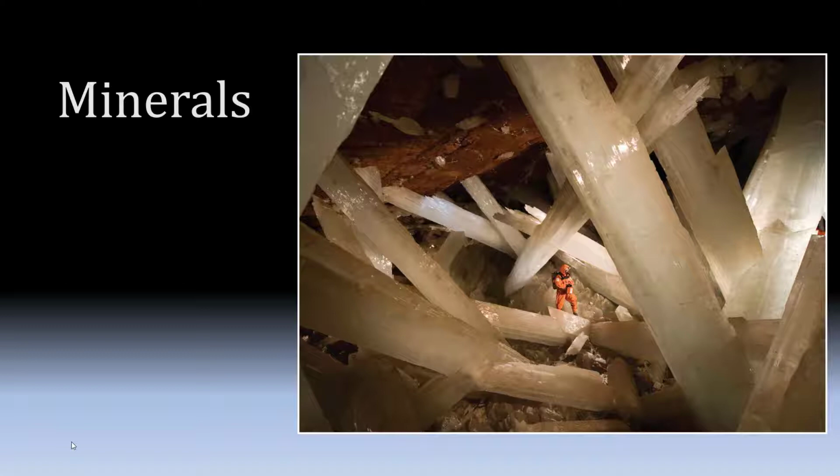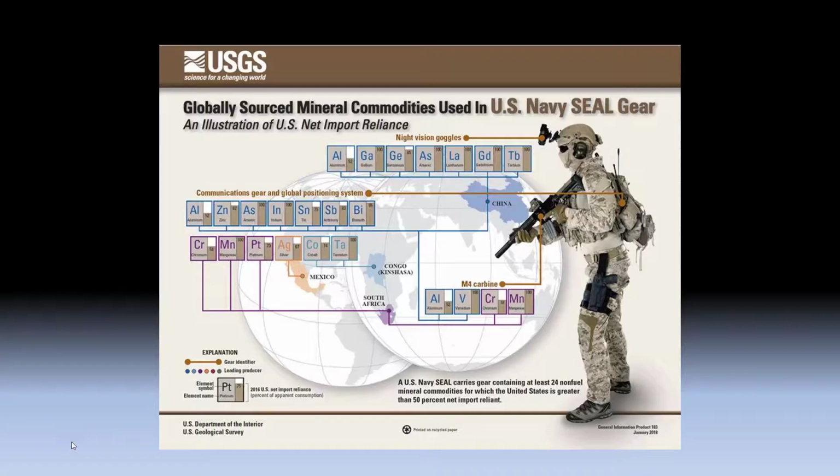And so this can get geopolitically very complicated. Here's a picture of a Navy SEAL with all the gear that they would have, and then all of the chemicals that make up that gear, and all of the places in the world it comes from. You can see that while the United States has a lot of mineral resources, we don't necessarily have everything. So we have to buy a lot of rare earth elements from places like China, South Africa, and the Congo, places that are politically unstable, maybe places that we don't always get along with that well. You can see how this would really complicate geopolitics.